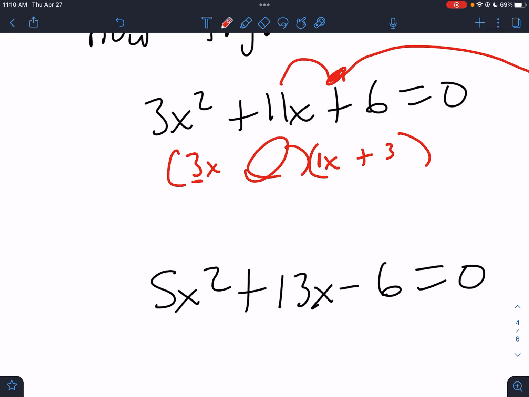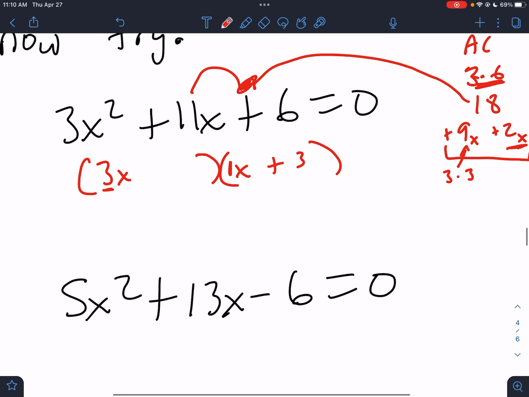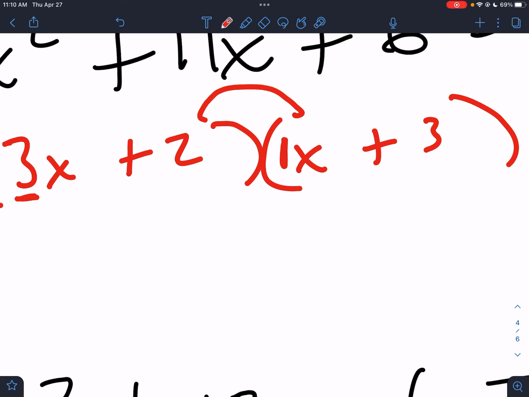Do not put it here, right? If I put it here, do you ever distribute that? No. You want to put it down here. When you distribute, you go to the outside numbers. Do I now have plus 9x? The answer is yes. Well, then the other thing I need to get is plus 2x. Well, a plus 2 here would get the job done. 1 times 2 is just 2.